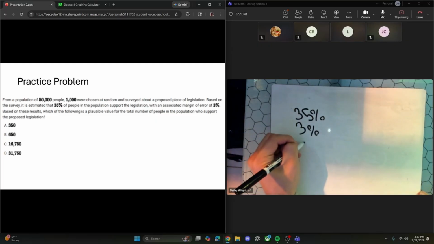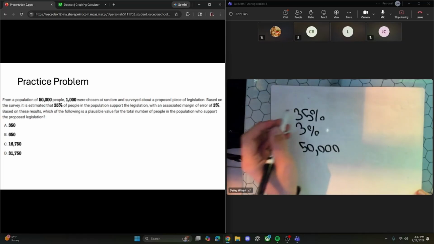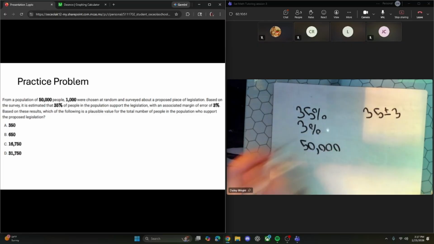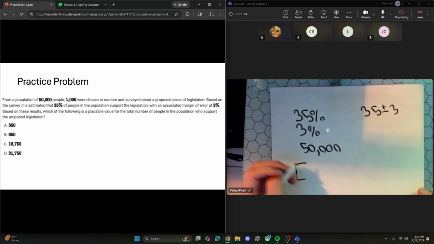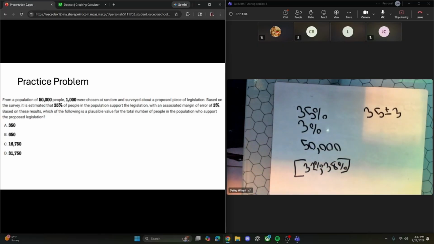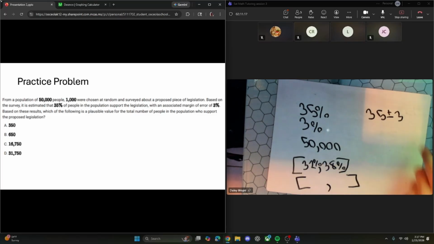Well, there's a total population of 50,000. So your margin of error is 35 plus or minus 3. So your proportion is 32 to 38%. Now these are in percentages, so if you convert them, it's 0.32 and 0.38. Now, if you want to get the plausible value for the total number of people, you have to multiply those proportions out.